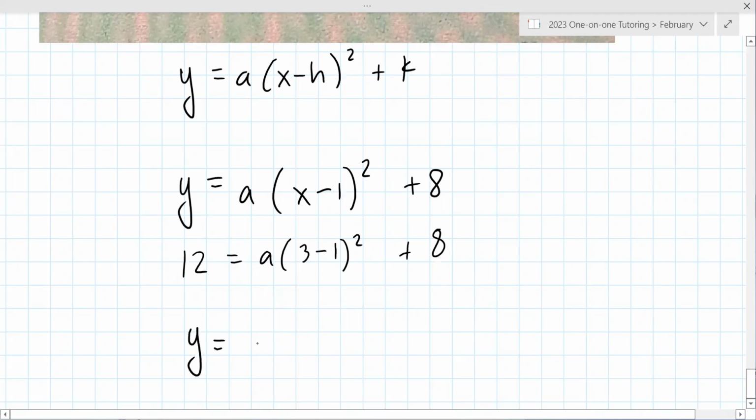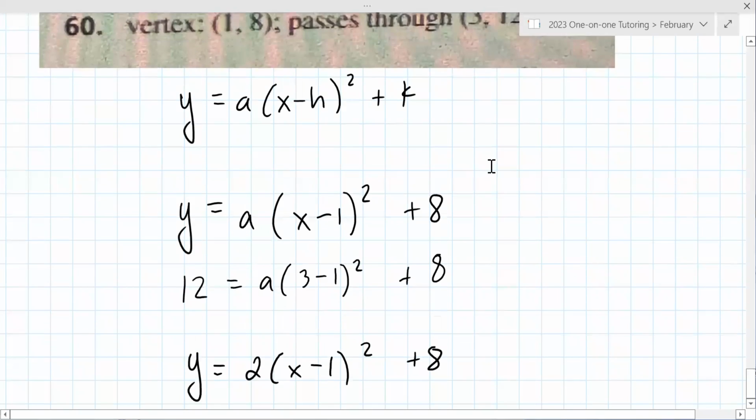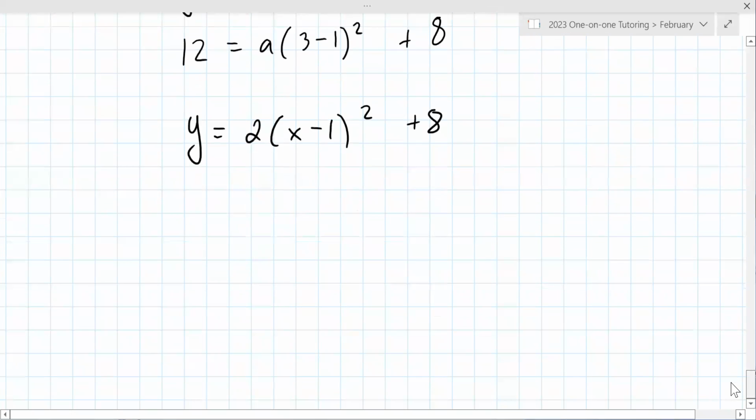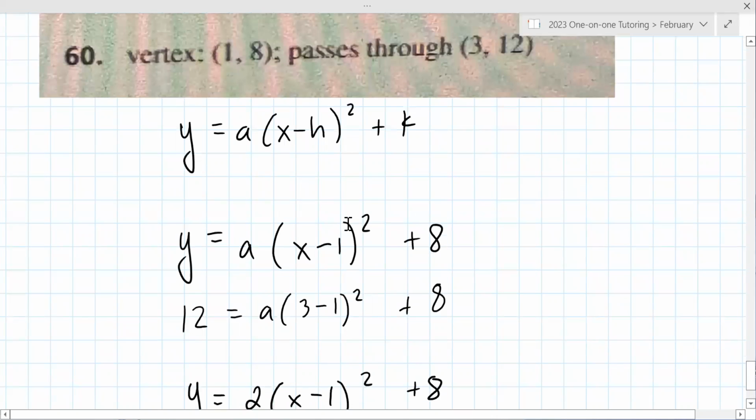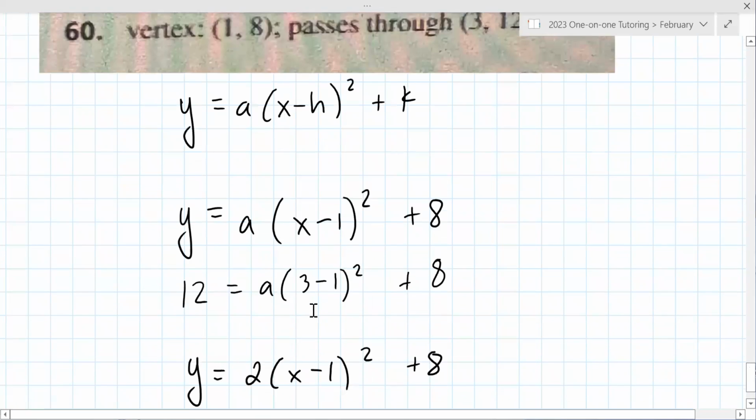Here's how you check. You actually literally write the equation and then you check, does it go through the point that it's supposed to go through, which is 3, 12. So you almost double up your efforts here. You would have found your error because it was 12 equals 2 times 3 minus 1 squared plus 8. 3 minus 1 is 2. 2 squared is 4. That's not right. Am I looking at the right problem? I'm sorry, I wrote the wrong.